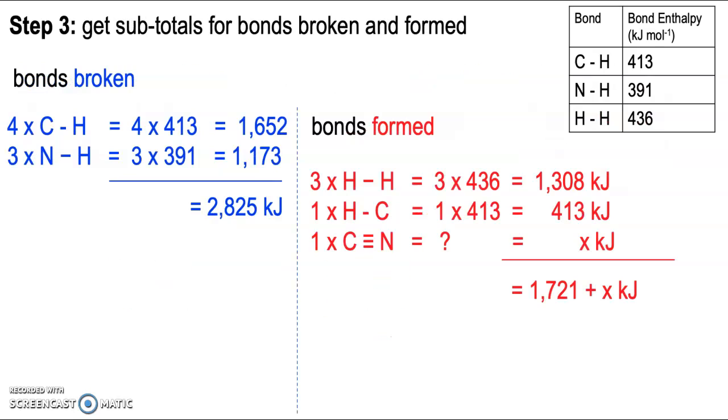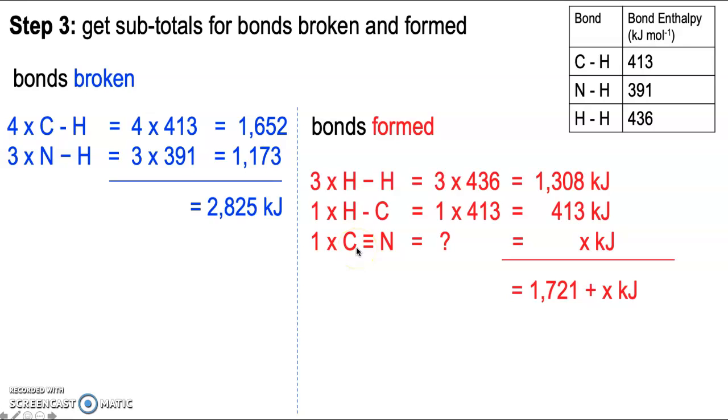Let's get the values. So using the values in the table, we can work out the subtotal there for the bonds broken. 4 lots of 413 and 3 lots of 391. So you've got your subtotal for bonds broken being 2,825.